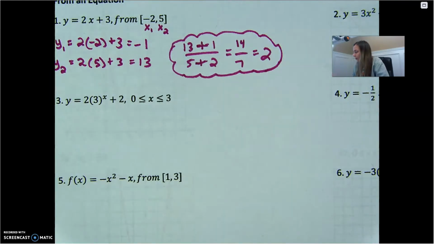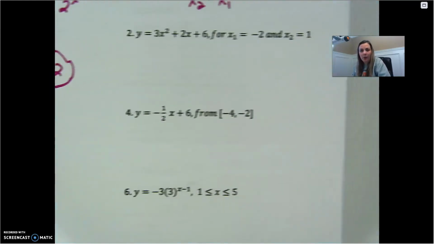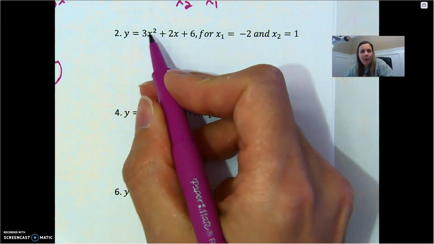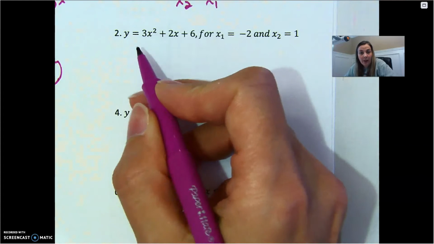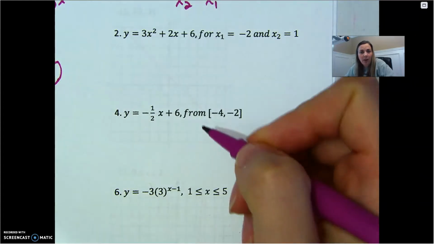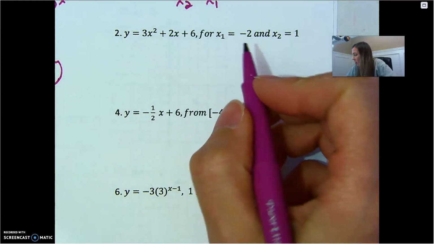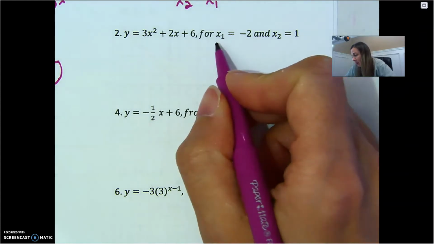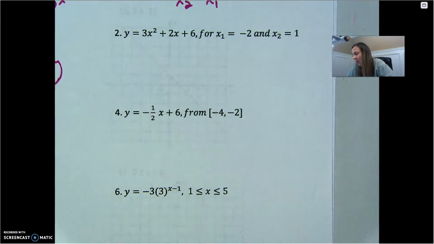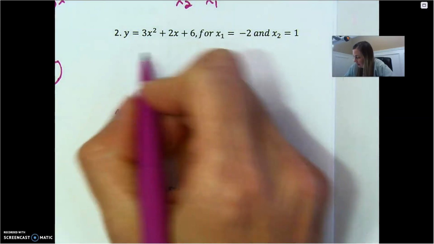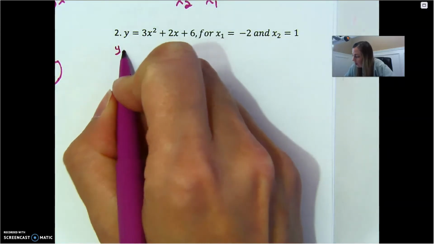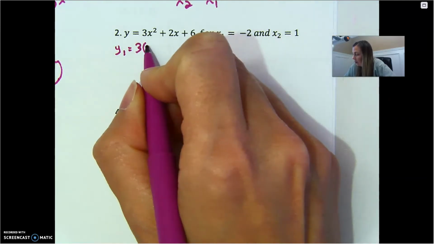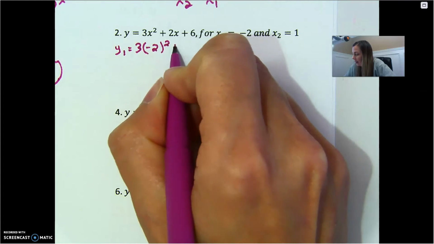All right, let's try number 2. Ooh, we've got ourselves a quadratic equation, right? X squared. So this is a U shape. All right, we want to know what the average rate of change is from -2 to +1. Notice we have the x's, but we don't know the y's. So here we go. Let's figure out what y1 is by putting in this -2 for any x that we see.